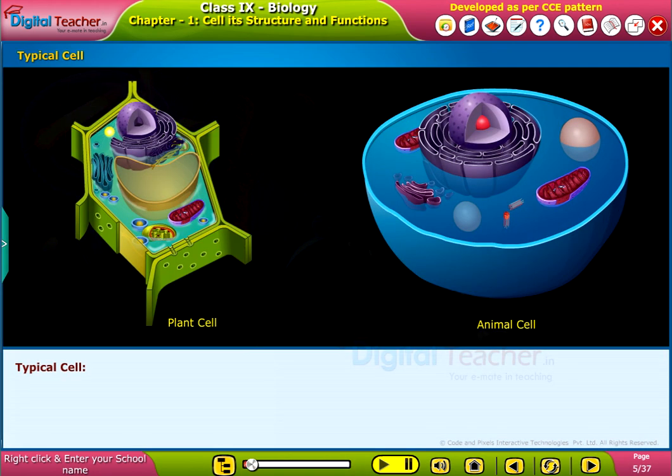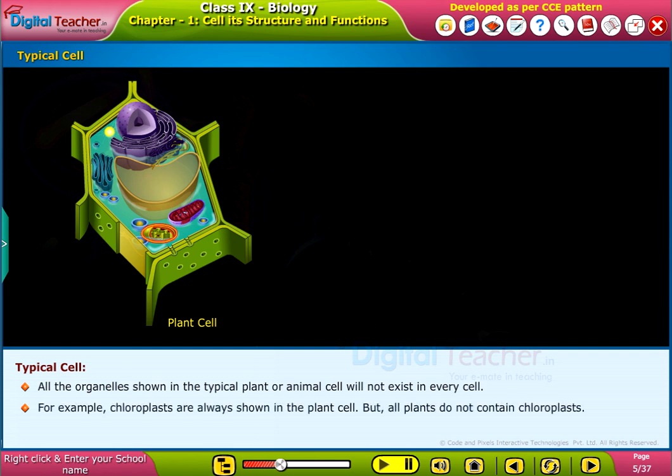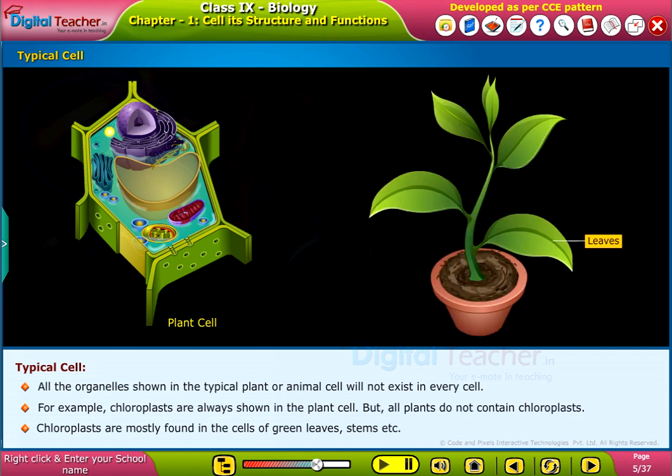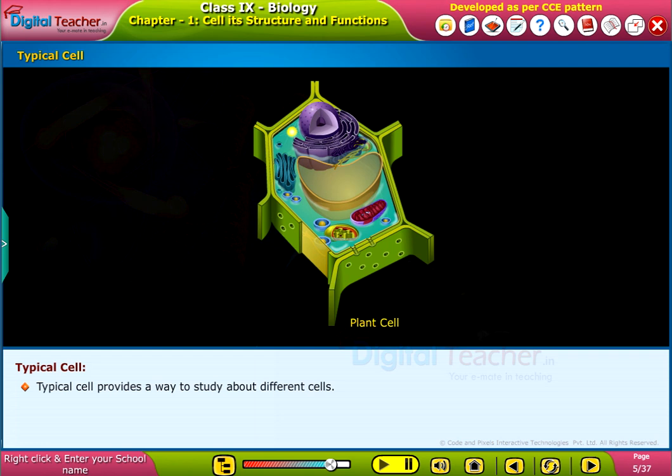Now, let us study about the cell. All the organelles shown in the typical plant or animal cell will not exist in every cell. For example, chloroplasts are always shown in the plant cell, but all plants do not contain chloroplasts. Chloroplasts are mostly found in the cells of green leaves, stems, etc. Typical cell provides a way to study about different cells. Now, let us study about different parts of the plant.